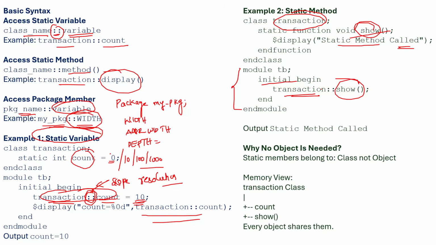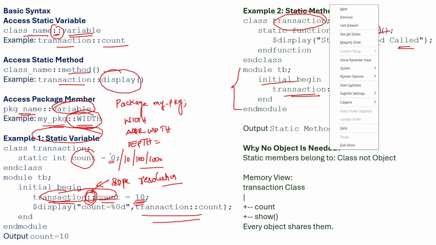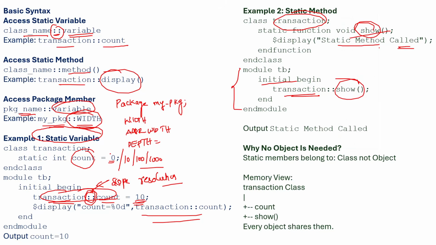Clear? So what you are taking here, static count and the method, this is the method, and this is your count. Count and show are related to your class, not to the object, so every object shares them. Clear?